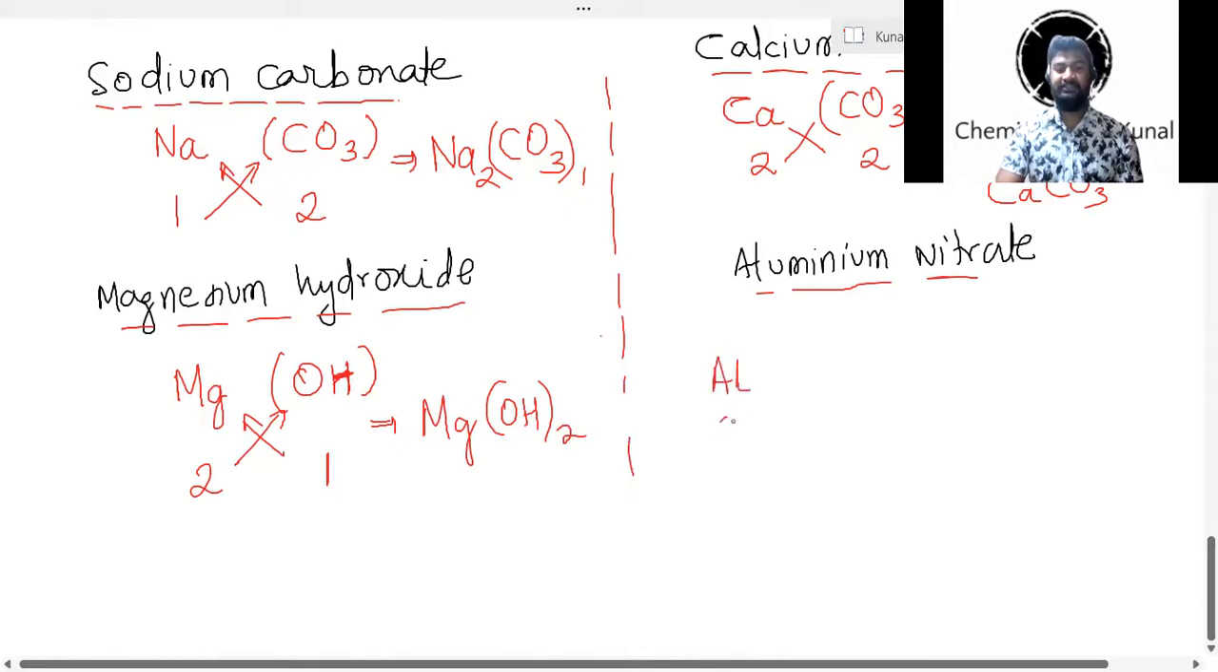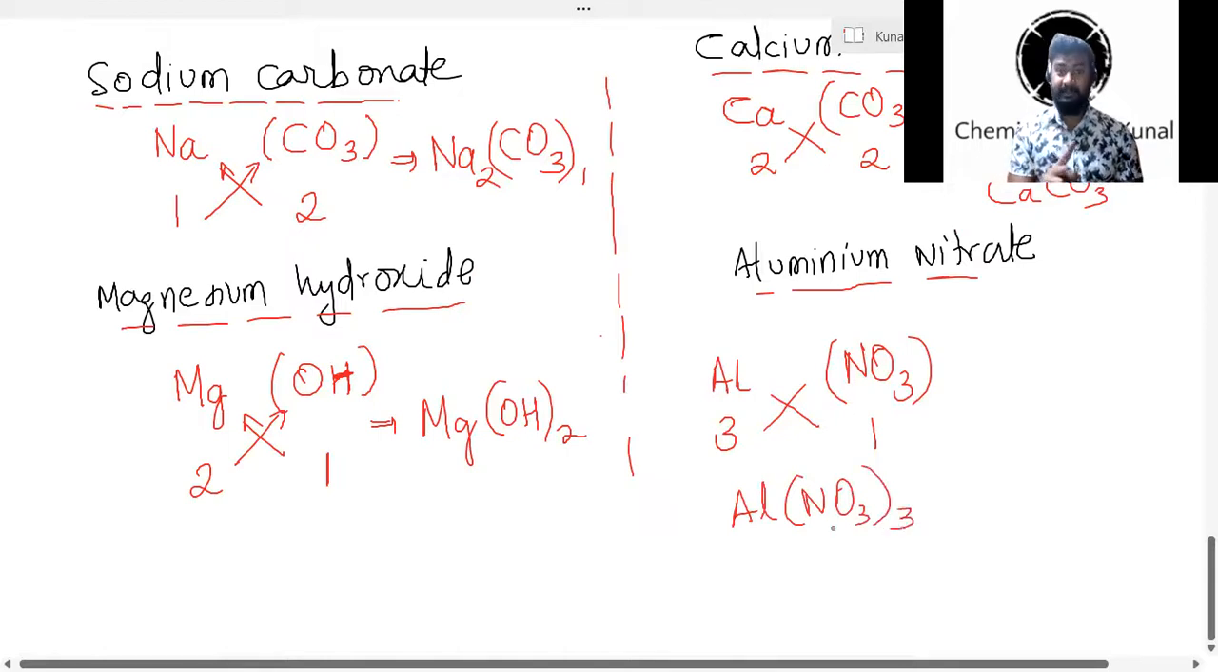The last one is aluminum nitrate. Aluminum is 3. Nitrate is NO3, we know that, right? And its charge will be 1. Then you can just do the cross multiplication and get Al(NO3) whole thrice. Bracket is important, really important. Don't ever skip the bracket.